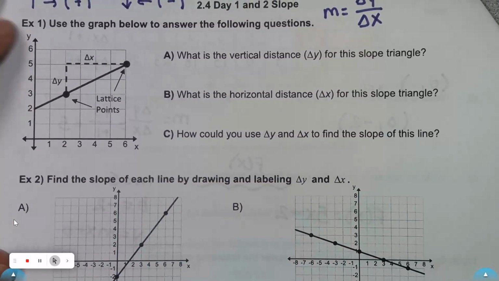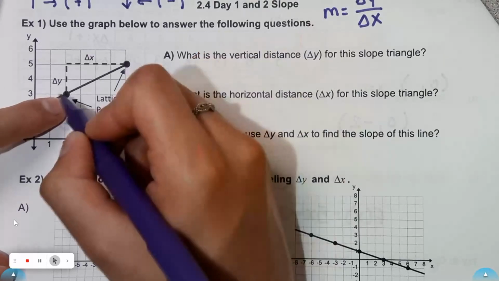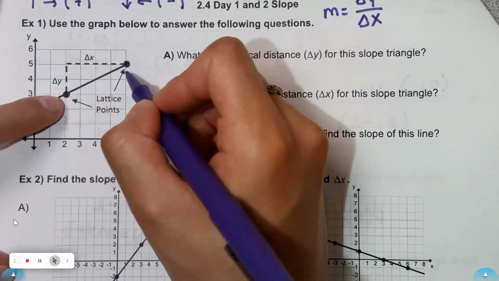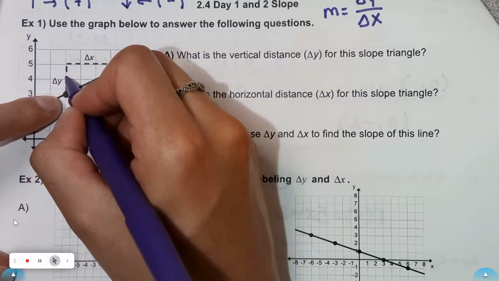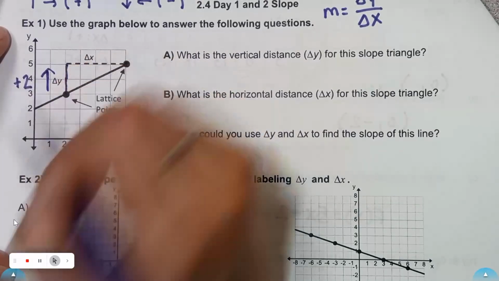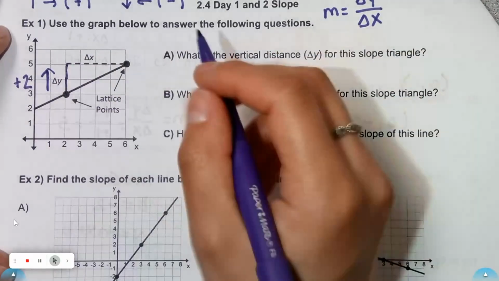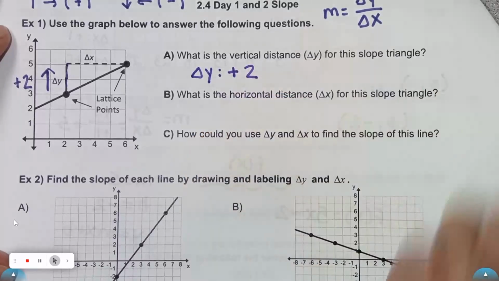Your change in y, you see how here you have 2 points? They're called lattice points. These points are in a nice position so you can clearly see the coordinates. For my change in y, it looks like I go up 1, 2 boxes. So because I go up, it's positive 2. So my change in y is plus 2 or positive 2.